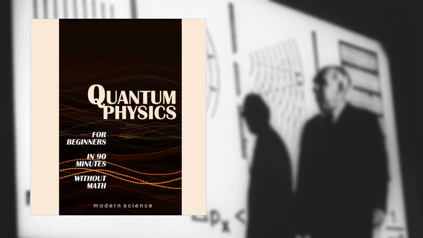In fourth place is the book Quantum Physics for Beginners in 90 Minutes Without Math, all the major ideas of quantum mechanics, from quanta to entanglement, in simple language by modern science. This book begins with the most general view of the world and gradually leads readers to new, incredible, but real facts about the very nature of our universe.